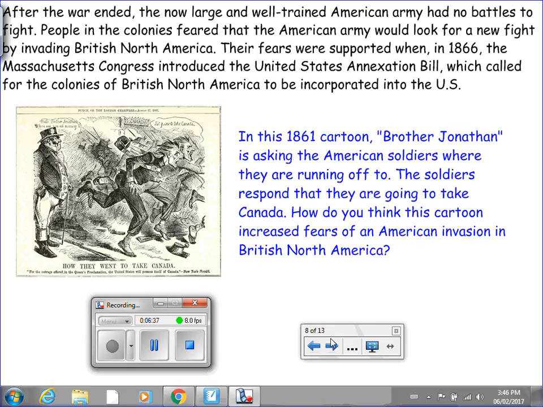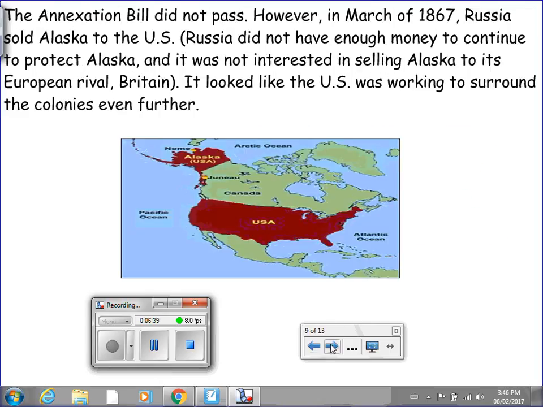And moving ahead. The annexation bill did not pass. However, in March of 1867, Russia sold Alaska to the U.S. Russia did not have enough money to continue to protect Alaska, and it was not interested in selling Alaska to its European rival, Britain. It looked like the U.S. was working to surround the colonies even further.